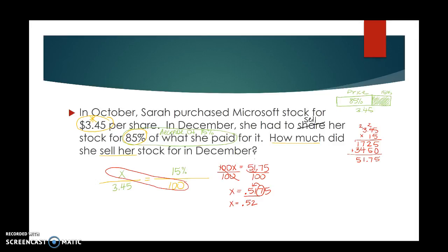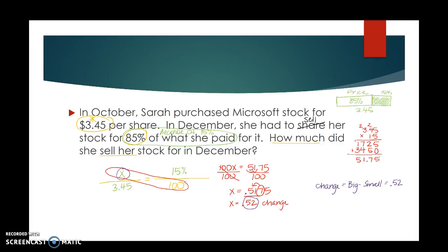Let's look at what it's asking for. How much did she sell her stock for? Well, we know the change, right? Because x is change, is 52 cents. So I want to go ahead and take this change off to the side. So we're saying change, which is big minus small, equals 52 cents.